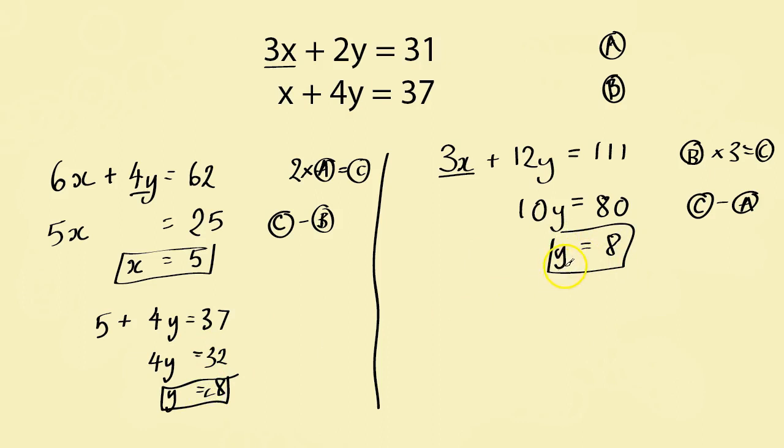Good. Alright, so now I can choose where I'm going to substitute into. I'm going to substitute that into equation A. It doesn't matter, again, which one you go for. So I've got 3 lots of x, which I still don't know what it is, plus 2 lots of y. 2 lots of 8 is 16, so it gives me 31. Subtract 16 from both sides gives me 3 lots of x is 15. Divide both sides by 3 gives me x equals 5.